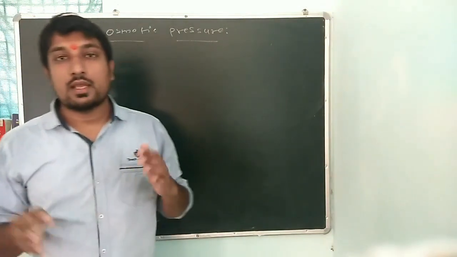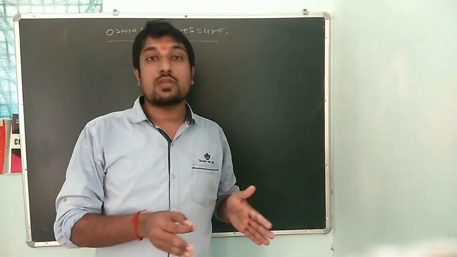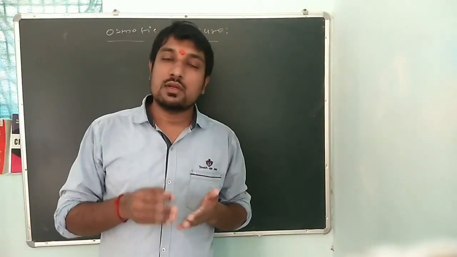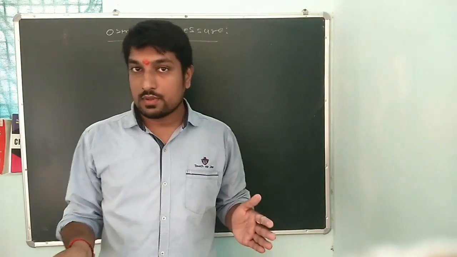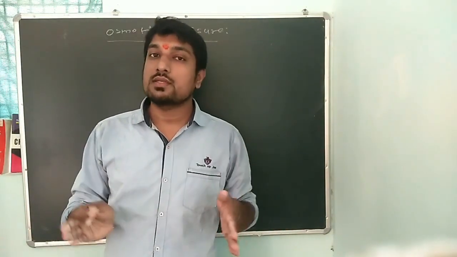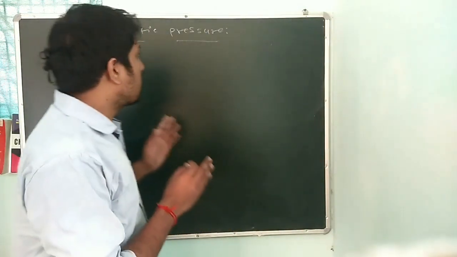What is osmosis, what are the types of osmosis, and what is osmotic pressure. There are a lot of topics, and we will discuss all of them in the next class. But now we are discussing the colligative properties. We already discussed three examples of colligative properties, so now we are discussing the fourth example. What is the fourth example?